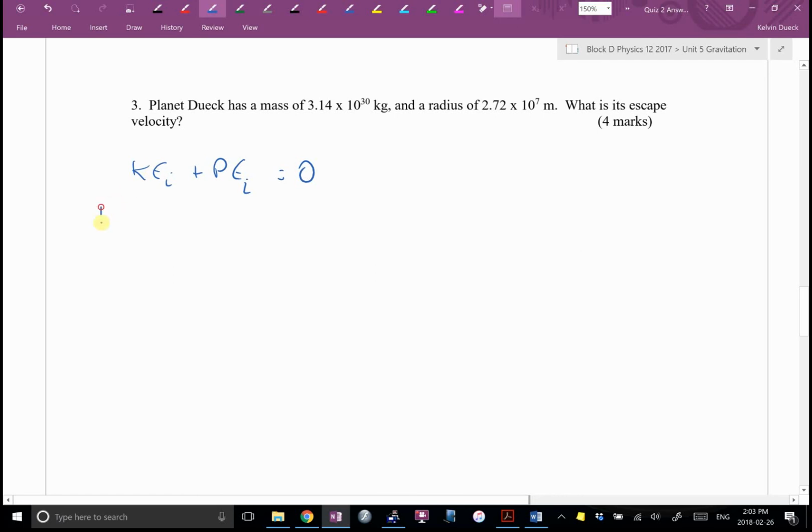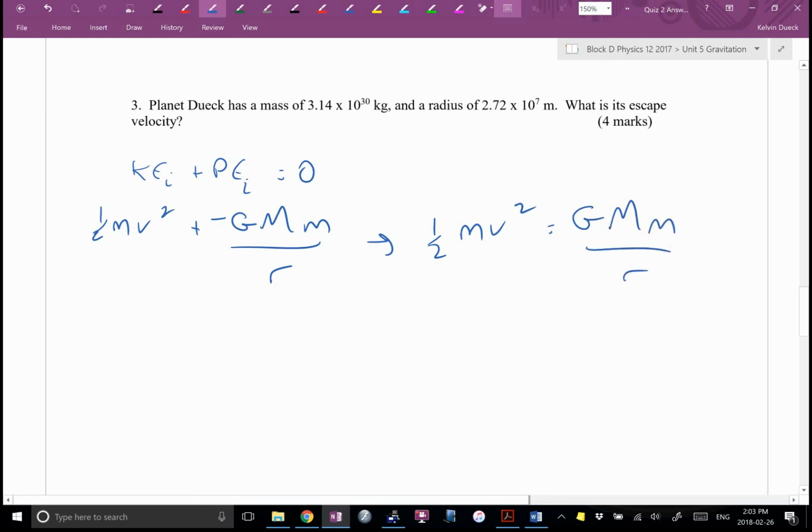So I'm going to get this, a half m v initial squared plus negative big G, big M, little m over r initial. Usually on this line I drop the initials because everything is initial now. I'm going to get a half m v squared equals positive big G, big M, little m over r. We noticed that. We said, oh, you want to get the v by itself? Can do that. V is going to be the square root of 2 big G, big M over r.